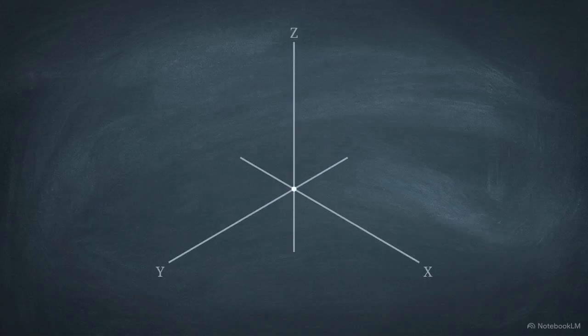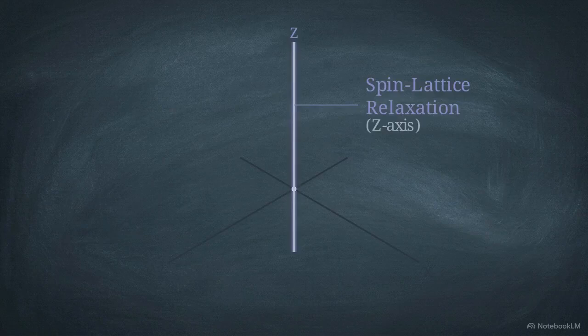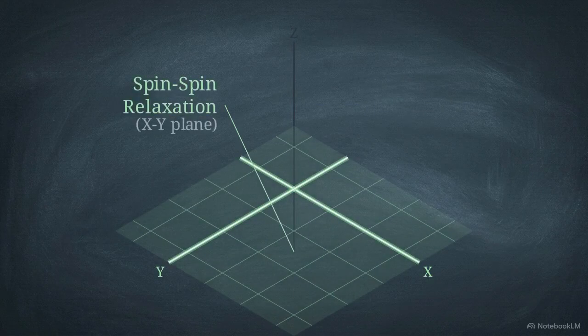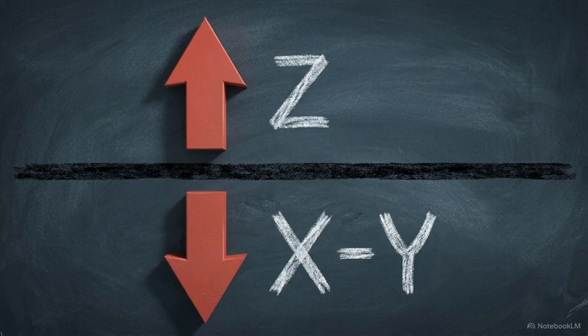The first mechanism governs the vertical z-axis. This is called spin lattice relaxation. The second mechanism controls the horizontal xy plane. This is spin-spin relaxation. Even though they happen simultaneously, their timelines are strictly independent. The speed at which the z-axis recovers has nothing to do with the rate at which the xy plane decays.